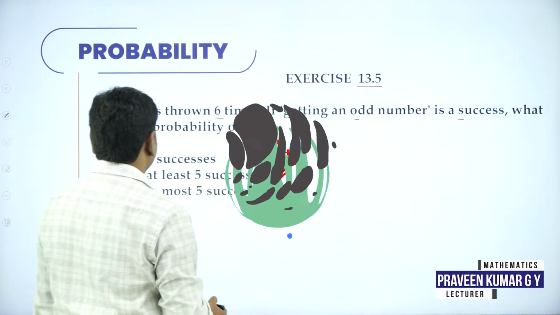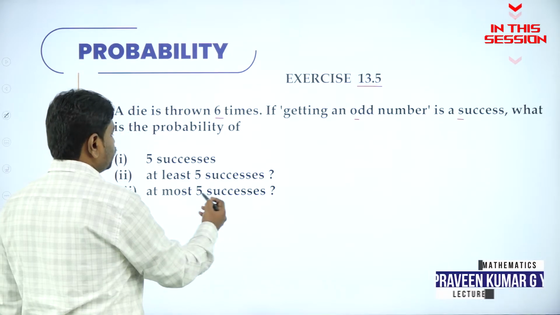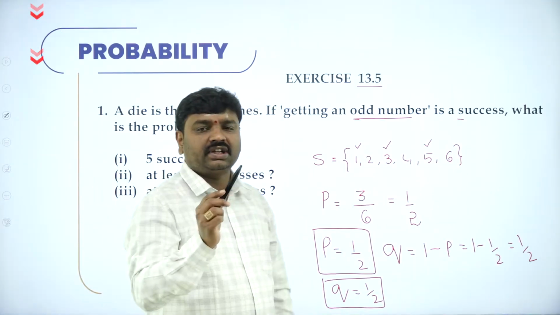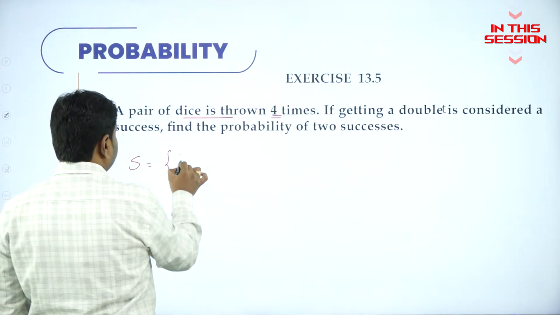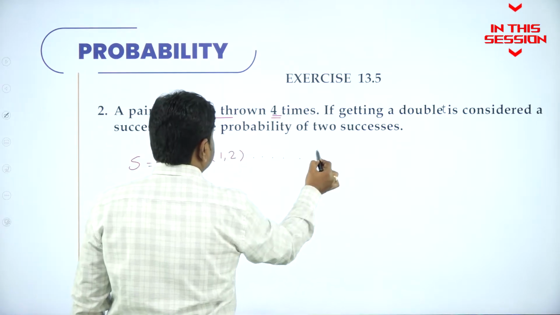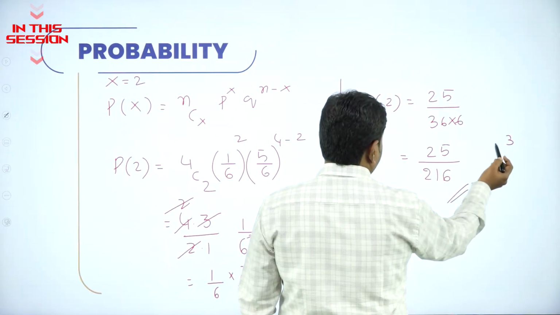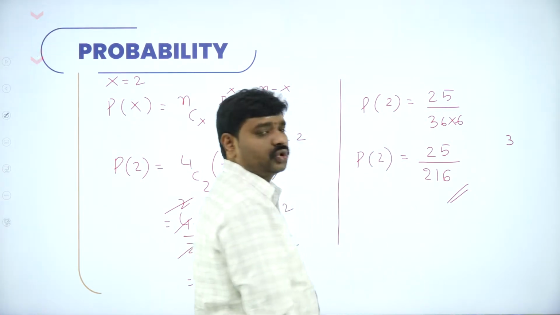What is the probability of 5 success? At least 5 success, at most 5 success. So Bernoulli trials means what? Number of trials should be finite. So when you roll a pair of dice, 1 1, 1 2, 1 3 till 6 6, 6 3, 6 is 18, 21. So P of 2, exactly 2 successes, 25 by 260.